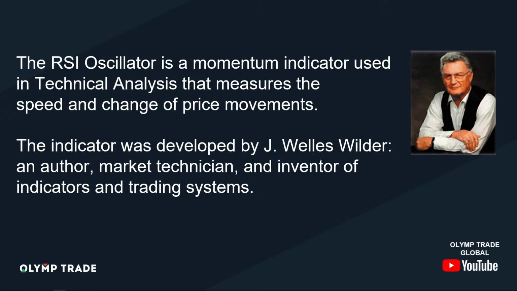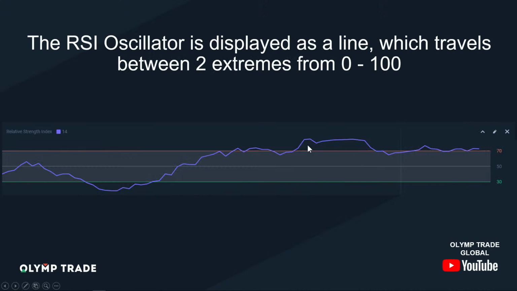My friends, I see all your shout outs in chat. Thank you. Welcome, everyone. Alrighty, so let's keep going. This is how the RSI oscillator looks on the platform. It is displayed as a line which travels between 2 extremes, on a scale of 0 to 100.